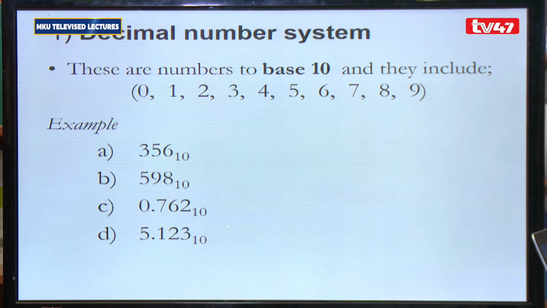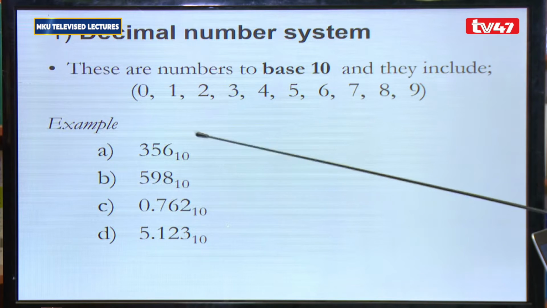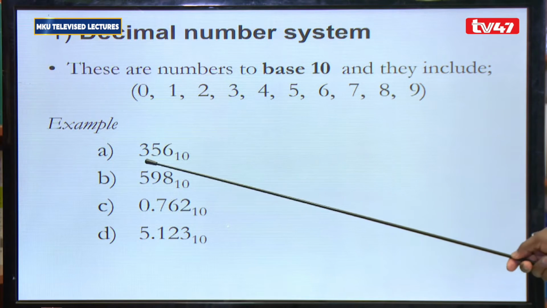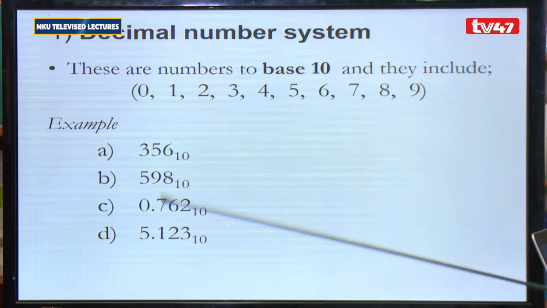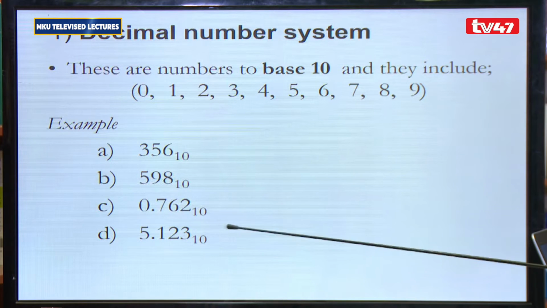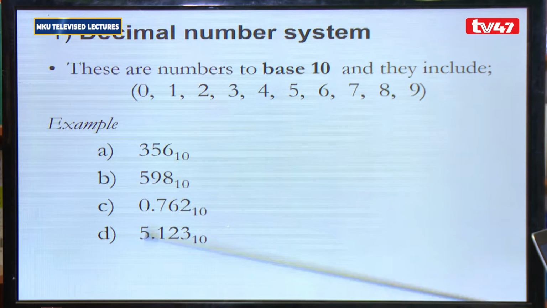Most people confuse a decimal number with a number with a decimal point. No. A number with a decimal point is a fractional number, which can also be a binary number, octal, or hexadecimal. So when we mention a decimal number, this is a number to base 10. These are examples of decimal numbers: 356 base 10, 596 base 10. It can also be a fractional decimal number: 0.762 base 10, 5.123 base 10, and so on. So these are decimal numbers.